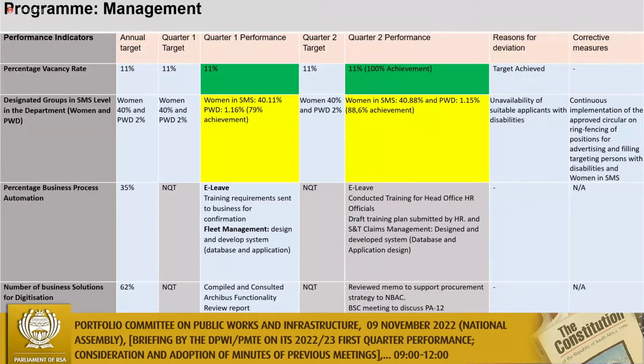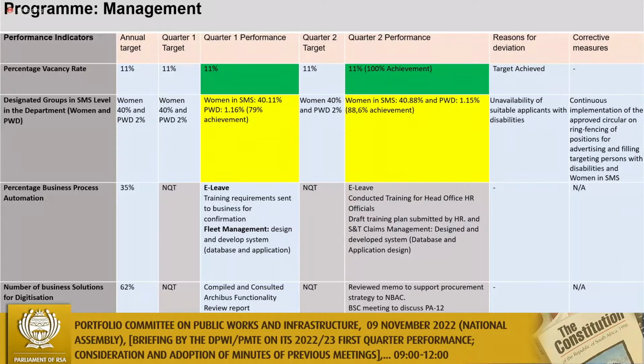Then that vacancy rate is also disaggregated in terms of the designated groups, particularly focusing on women in SMS level, which is targeting 40% annually, as we maintain it across all quarters because it's an institution-wide target, and also people with disabilities at a level of 2%. As of Q1, we were sitting at 40.11 in relation to women in SMS. And then we're sitting at 1.1 in relation to people with disabilities. One of the challenges with people with disabilities is the nature of the department, with regard to the technical aspect of it, we seem to be facing challenges in ensuring that we go beyond that people with disabilities category when it comes to employment.